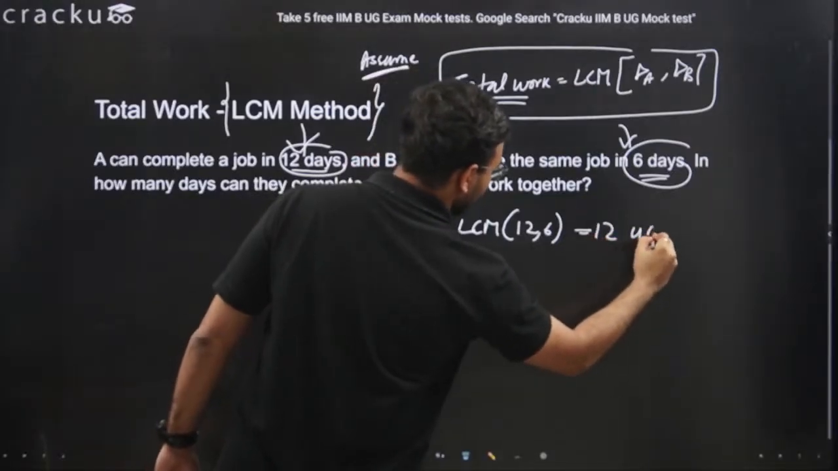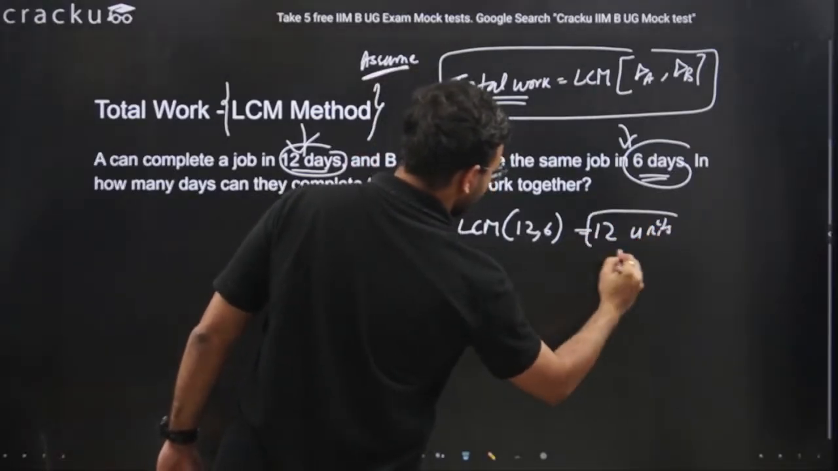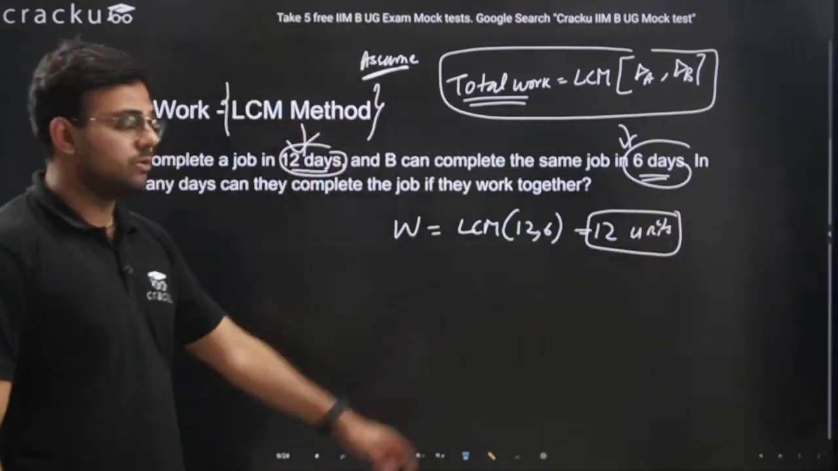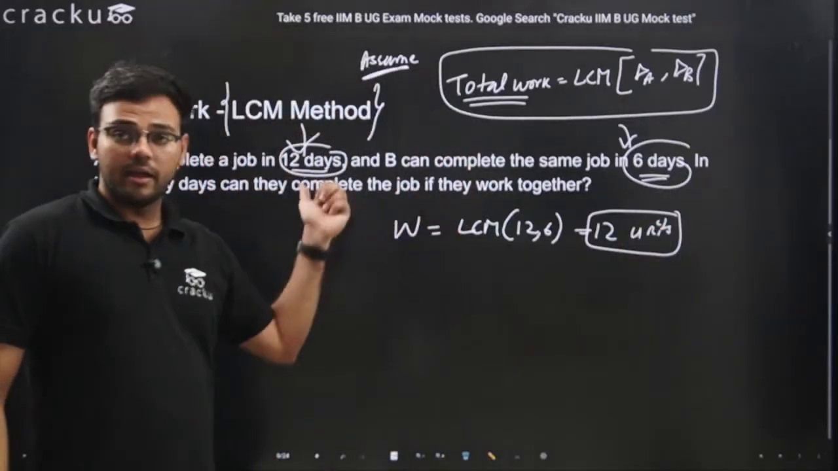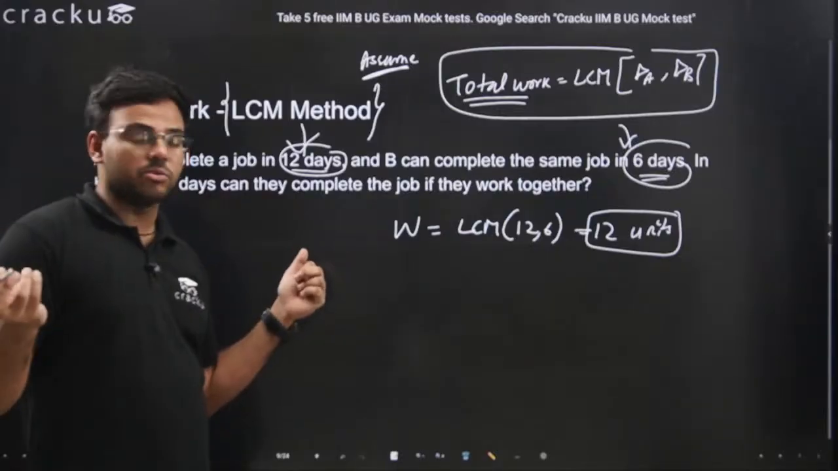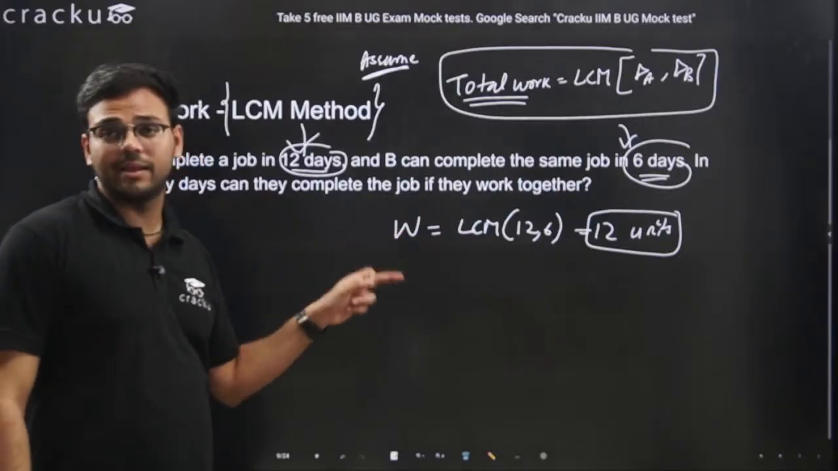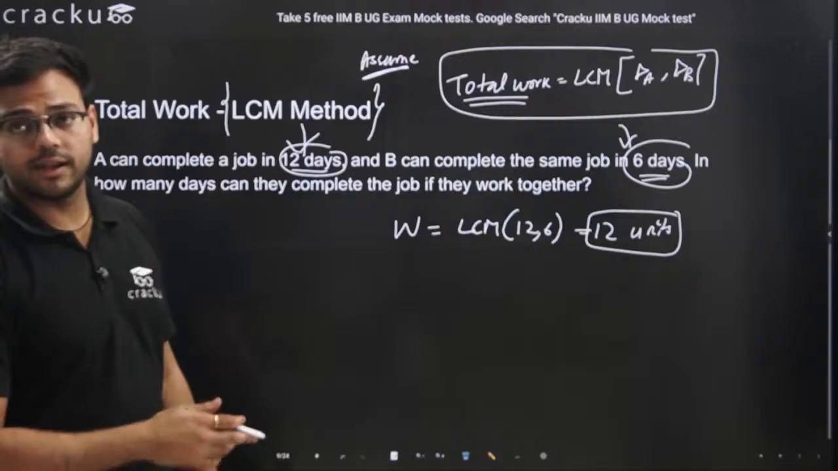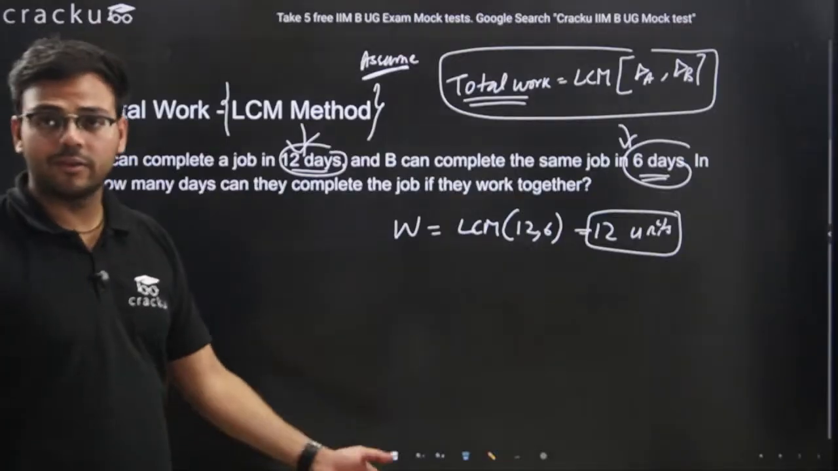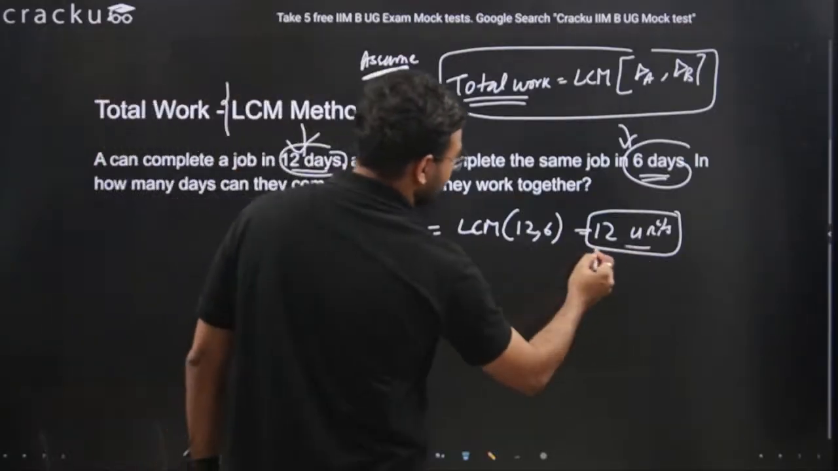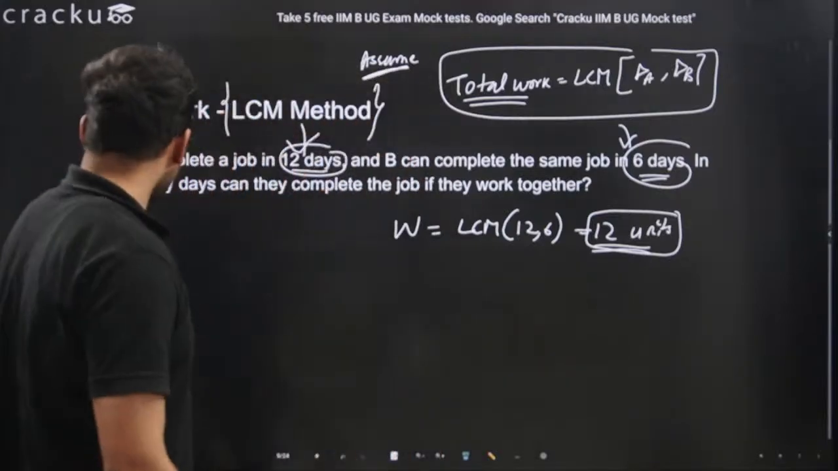So I assume the total work which needs to be done is 12 units. You have to take the LCM of the number of days they are taking individually to do the work, which was 12 and 6. The LCM is 12, and you assume this 12, that is the LCM, is the total work you have to do. This is the total work you have to do, 12 units.